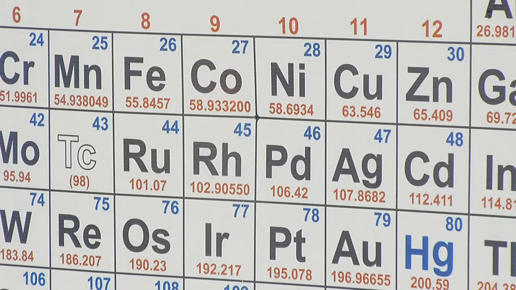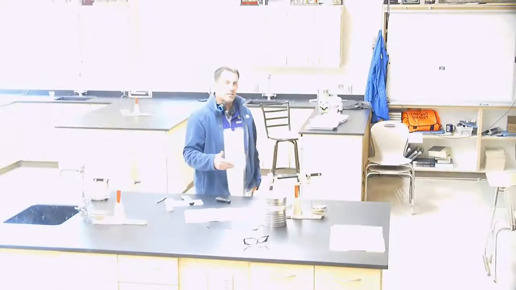It's 58.932. So these values here, these are what we are going to call their average atomic masses for all isotopes. So back to page 10. Let me get this back over here. Beanium is going to help us do that.